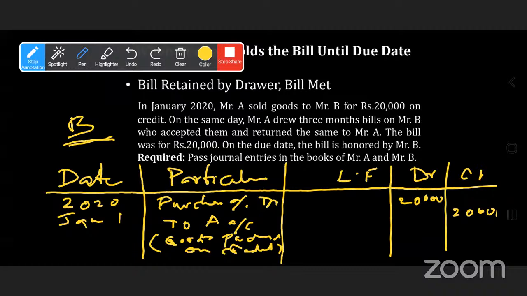Now in the books of B, the journal entry is: Purchases account debit 20,000 to A account. A is the creditor, the person who has sold goods on credit. Here you have to write the narration as goods purchased on credit.